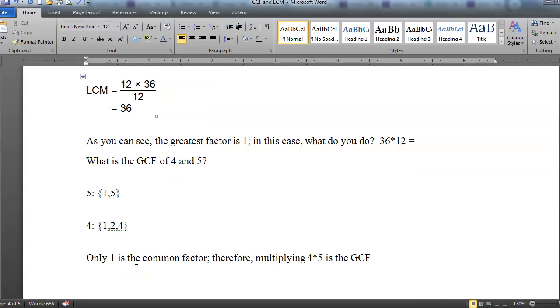But let's look at another example. What if you have a number that's a prime number, and a number that's a non-prime number? How can you find the GCF and how can you find the LCM?